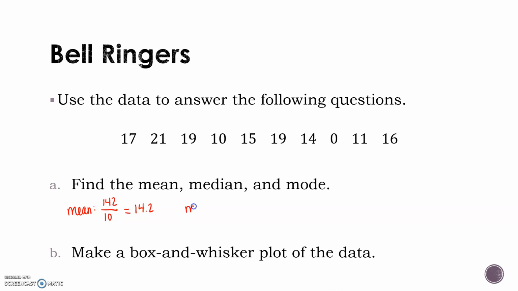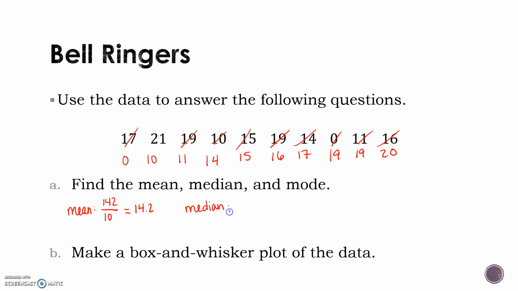The median is the middle number. So I need to put my values in order from least to greatest. So I've got 0. Next up is 10, then 11, then 14, 15, 16, 17. Then we've got two 19s. Oops. And then 20.